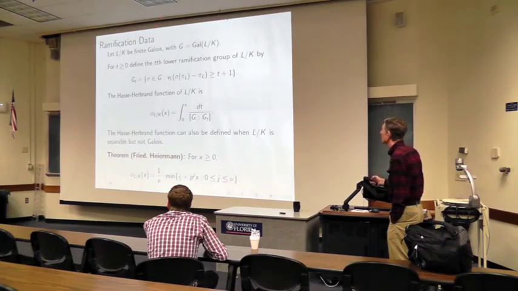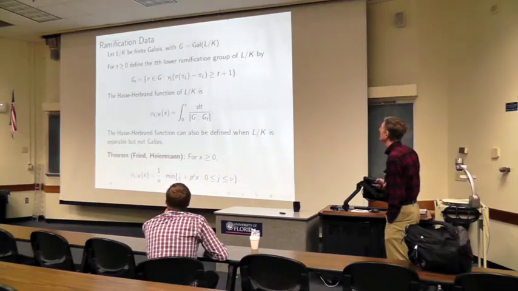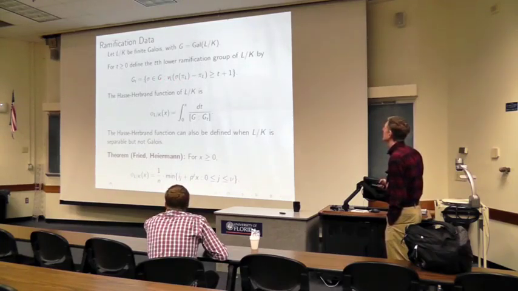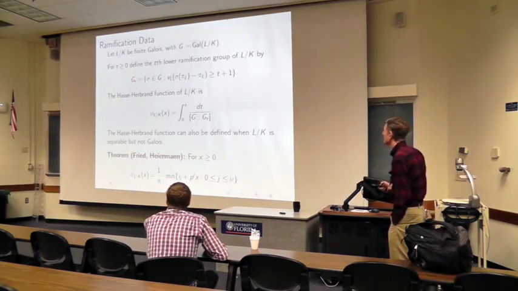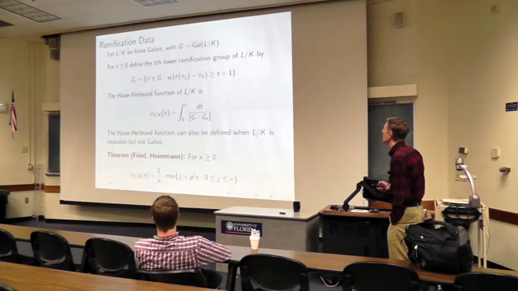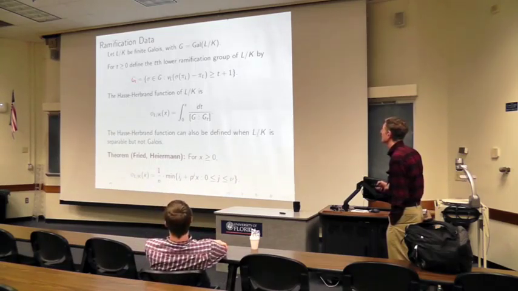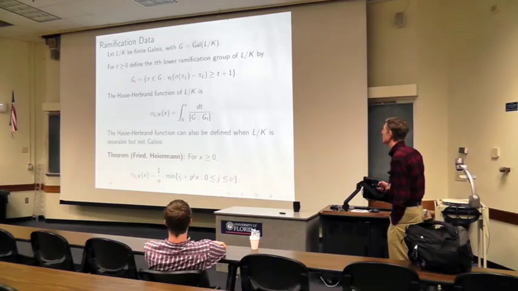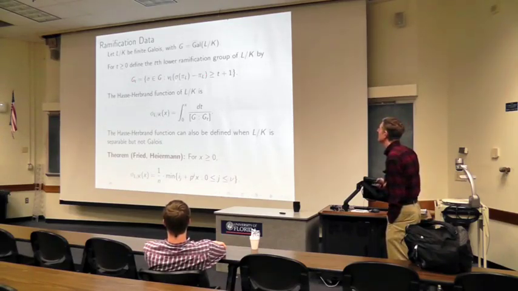So the ramification group for the lower numbering, basically what you're doing is you're looking at how far the elements of the Galois group move the uniformizer in a sort of p-adic sense. So for G sub t, you're looking at all of the elements of G which are in some sense sufficiently close to the identity. And that actually forms a subgroup.